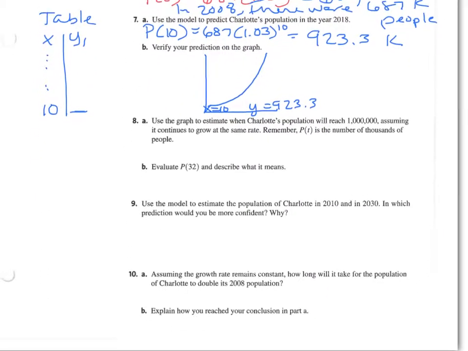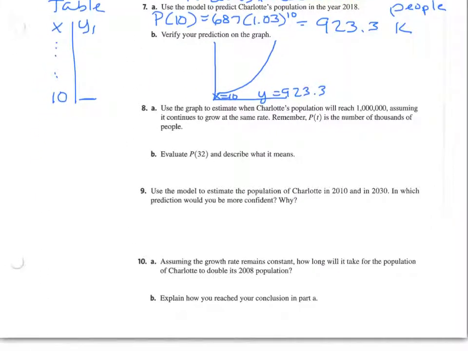Okay, so use the graph to estimate when Charlotte's population will reach 1 million people, assuming it continues to grow. So remember, P of t is the number of thousands. Since they're giving us 1 million, they really want P to come out to be 1,000, because in this function we have it as 687, not 687,000. So 1 million would be like 1,000 thousands. Okay, so use your graph. You can use the table and scroll down until you find that 1,000.